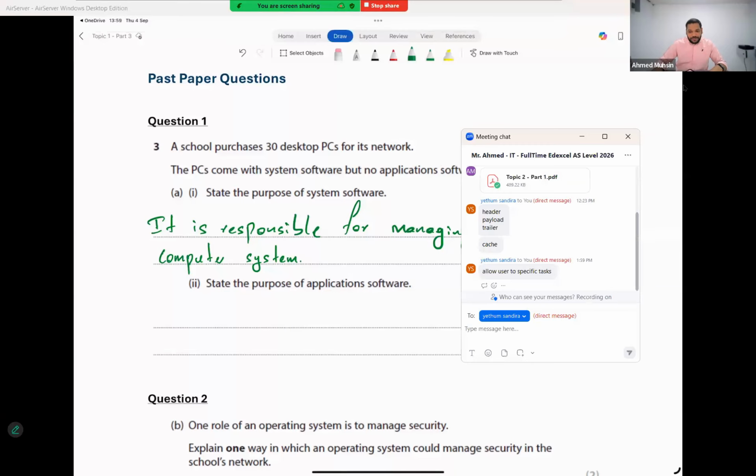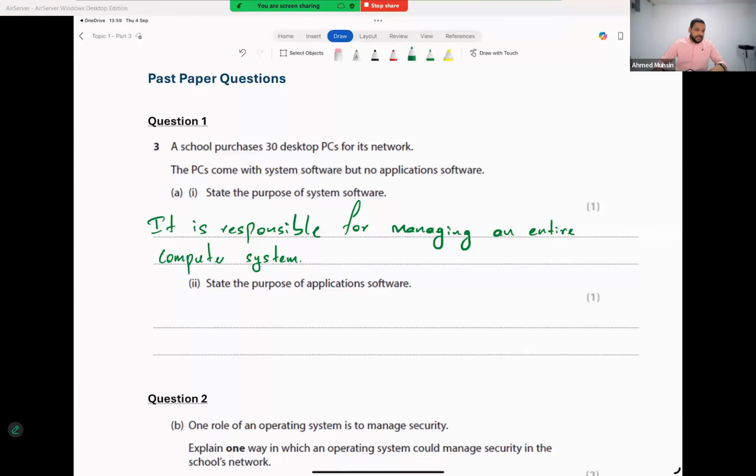Allows the user to perform specific tasks. Exactly. Helps the user in performing specific tasks. You want to do calculations, you go for spreadsheets. You want to edit a video, you go for video editing software. Helps the user in performing specific tasks.